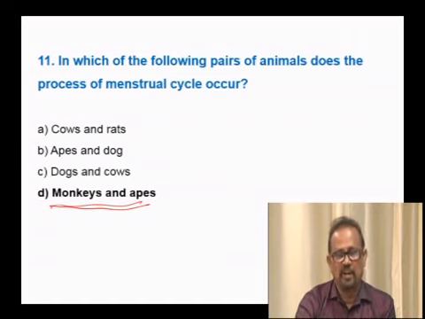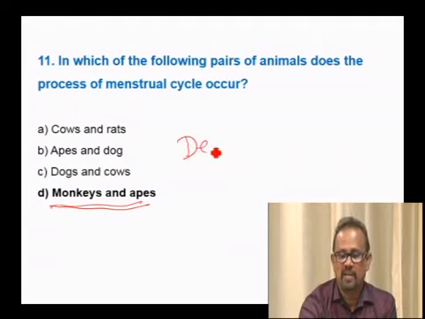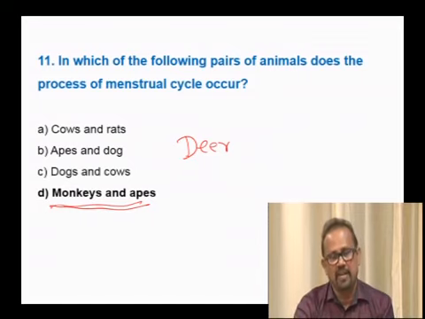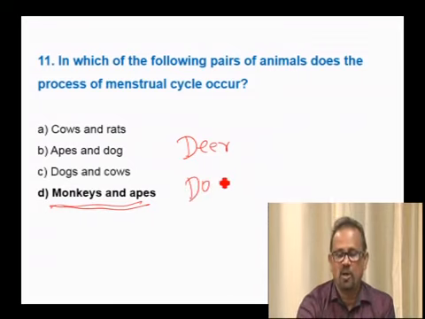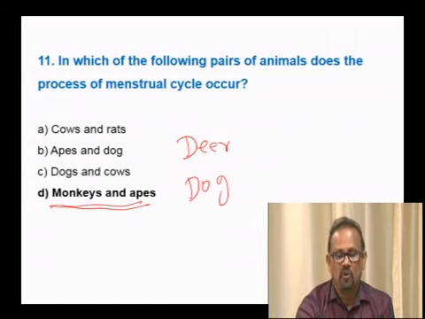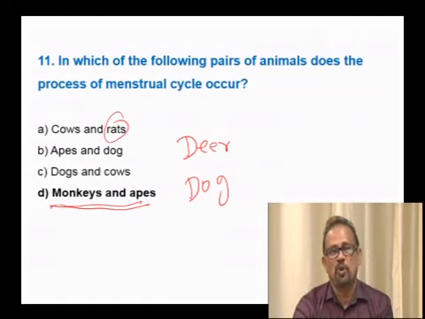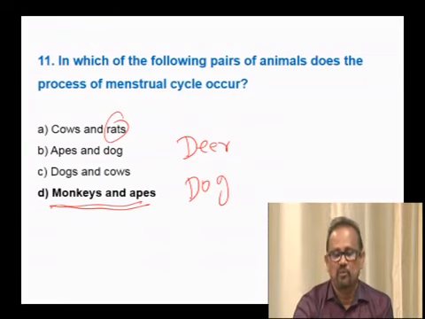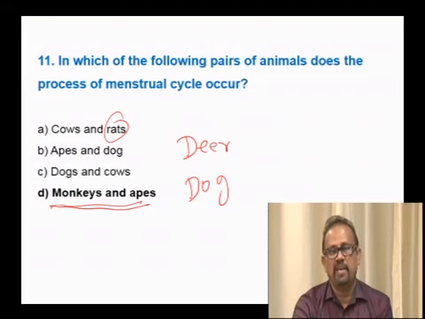In the estrous cycle, we classify organisms into monoestrous, diestrous and polyestrous. Monoestrous organisms are the deer, which show a single estrous cycle in a year, whereas dogs show 2 estrous cycles, which is the diestrous cycle, whereas rats or mice show a polyestrous cycle. With respect to the above question, the menstrual cycle occurs in monkeys and apes.